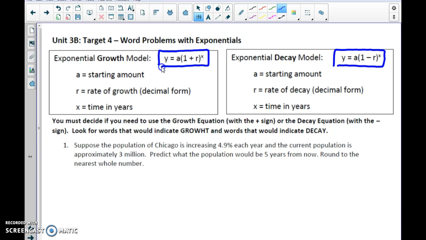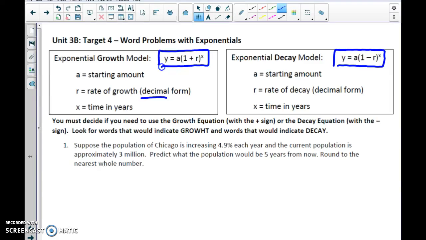A is always going to be your starting amount, or whatever you're starting with. R is always going to be your rate. We will always tell you, and you need to change that to a decimal. And T always has to be in years. Okay, and then if you're doing growth or decay, you're just using the plus or the minus, and you have to look for words within the problem to let you know that you would use the growth model, or to let you know that you would use the minus sign for the decay model.